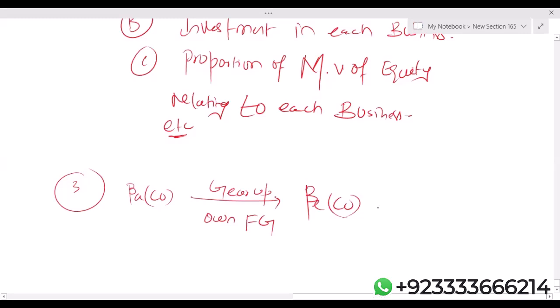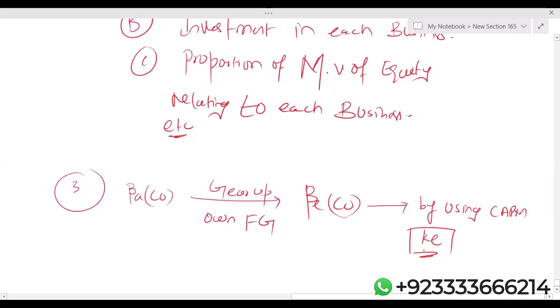Once you have calculated equity beta company, then obviously by using CAPM, we can very easily calculate KE.